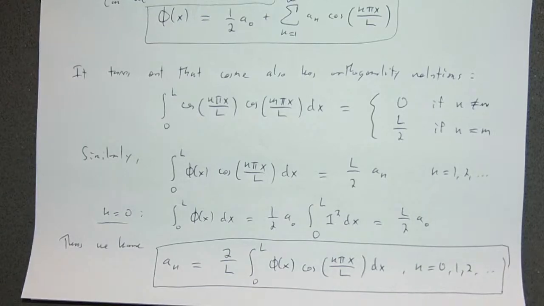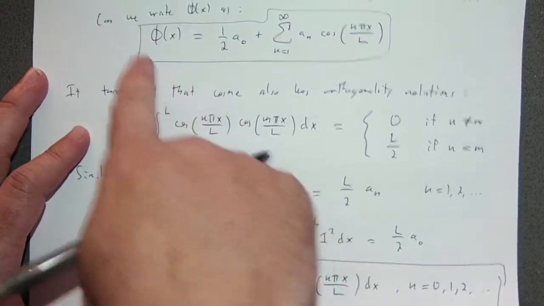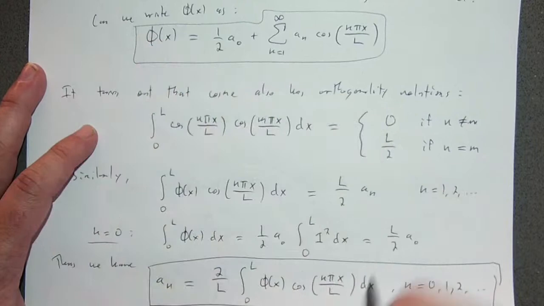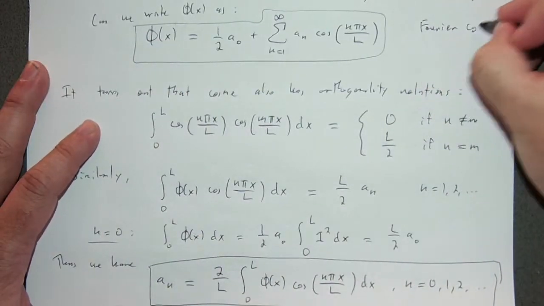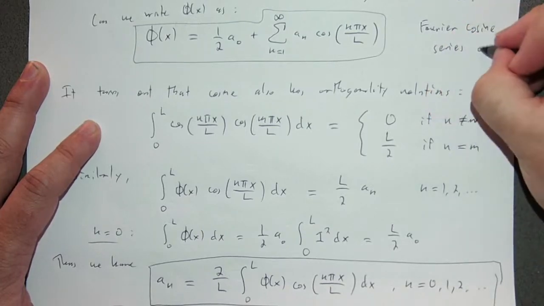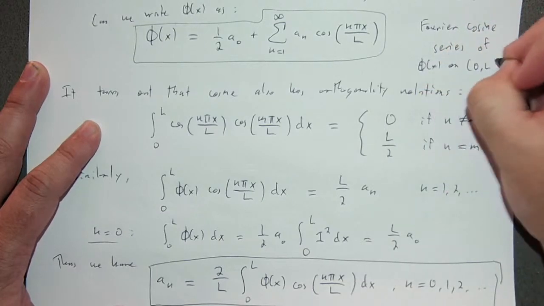There it is. If I define my a sub n in this way, then this series on the right-hand side is called the Fourier cosine series of phi of x on the interval 0 to L.